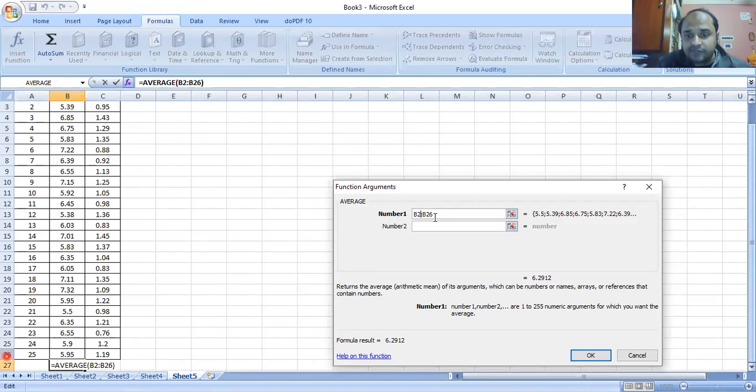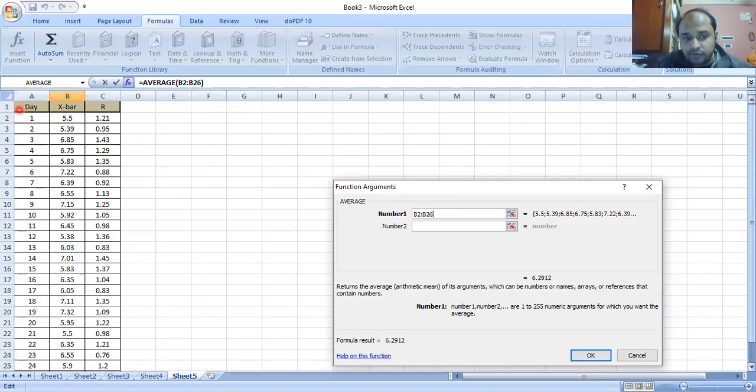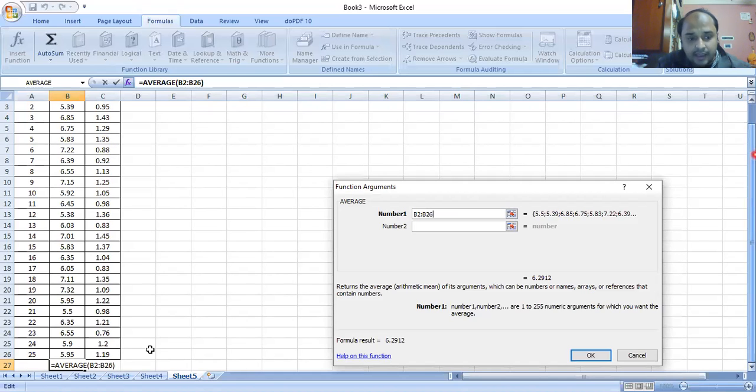You do not put 25 over here, because that 25 is actually my writing, because one of the cells has been taken by the heading. So you have to be very, very careful about it. And see, the formula has already been chosen over here. Once I click on the formula, a box opens. I actually want the arithmetic mean of the values starting from B2 to B26. And you see the value is being shown over here, 6.2912.